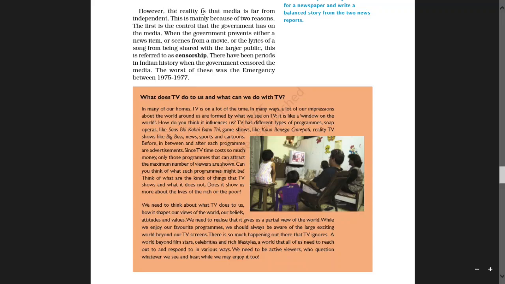However, the reality is that media is far from independent. This is mainly because of two reasons. The first is the control that the government has on the media. But it should not be like that. Media should always be independent.